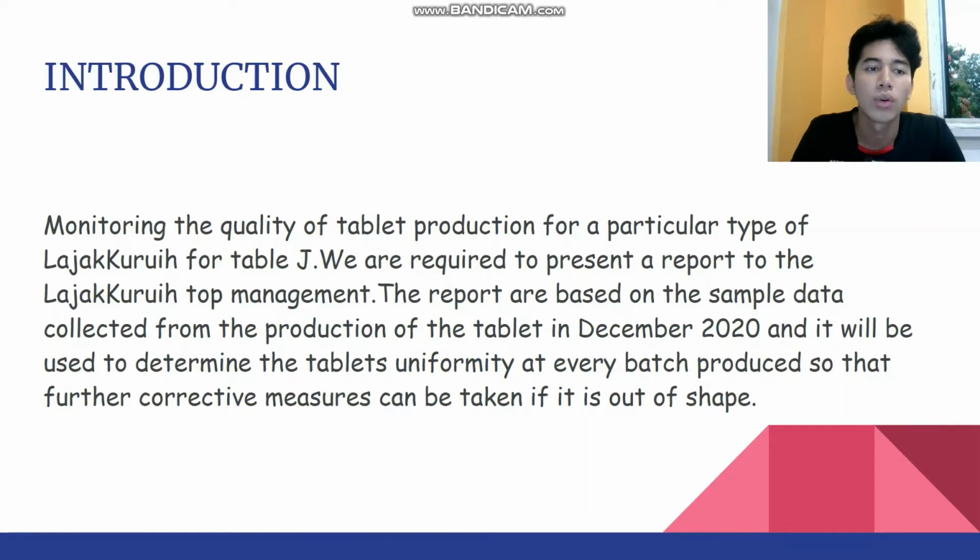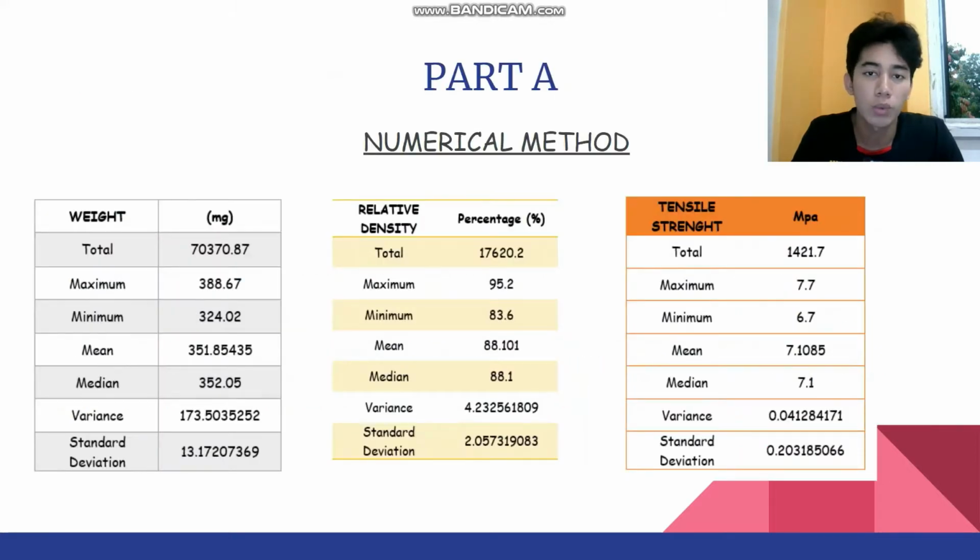Our group has been given the task of monitoring the quality of tablet production for a particular type of Lajak Cruise tablet J. We are required to present a report to the Lajak Cruise top management, based on sample data collected from the production of the tablet in December 2020. It will be used to determine the tablet's uniformity in every batch produced, so that further corrective measures can be taken if it is out of shape. I will present the first part, which is part A.